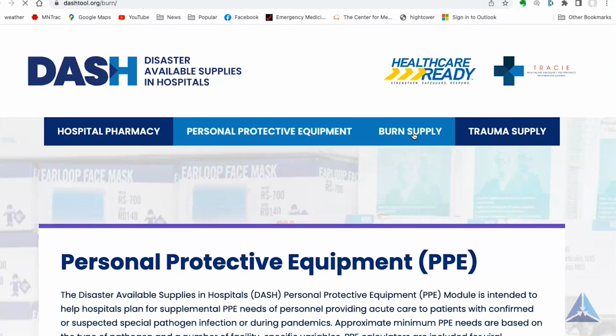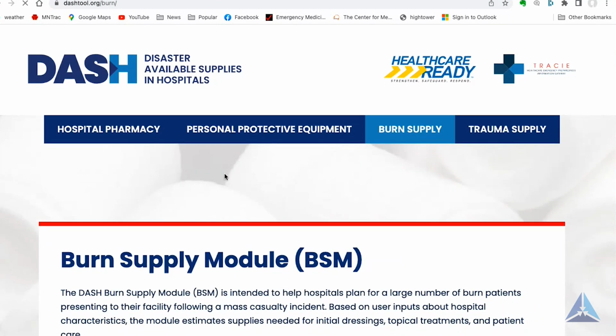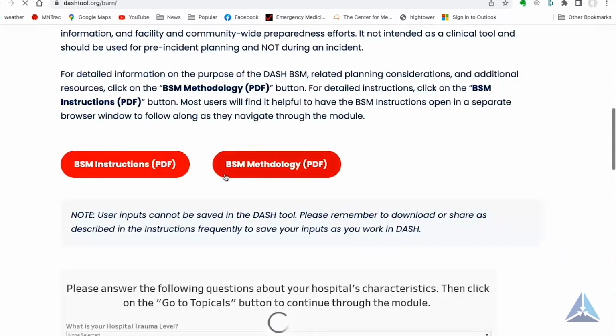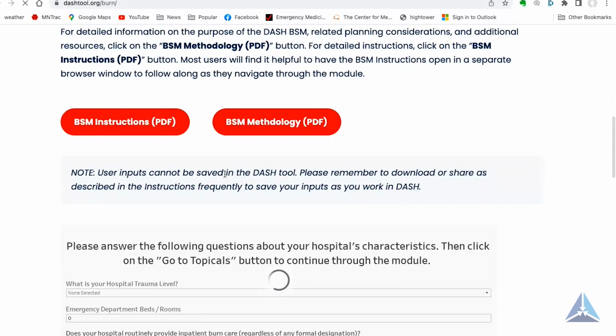For burn supply, again, it's going to be very important to take a look at those assumptions and really important to work with your regional burn planning partners because some burn centers are pretty specific about the type of topical dressings that they want used.